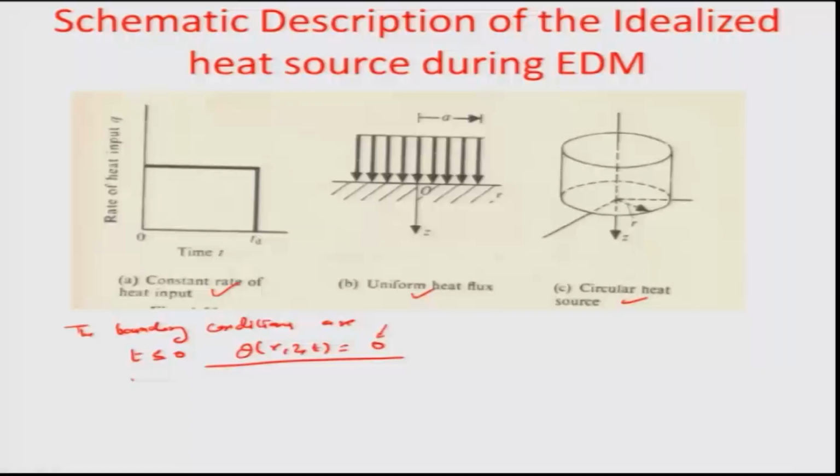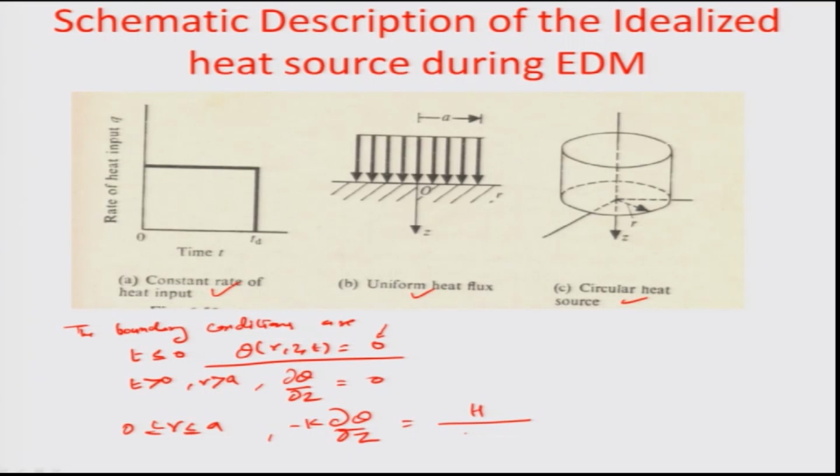And we further assume that corresponding to any time values greater than 0 and radius greater than a, there is no temperature gradient which exists, or del theta by del z is equal to 0 in the z direction outside the spot or outside the radius. So, there is no temperature gradient along the z direction, and inside the radius, let us say r between 0 and a, we do have a sort of a constant heat flux boundary condition here, where we say that minus k d theta by dz equals the heat per unit area per unit time.